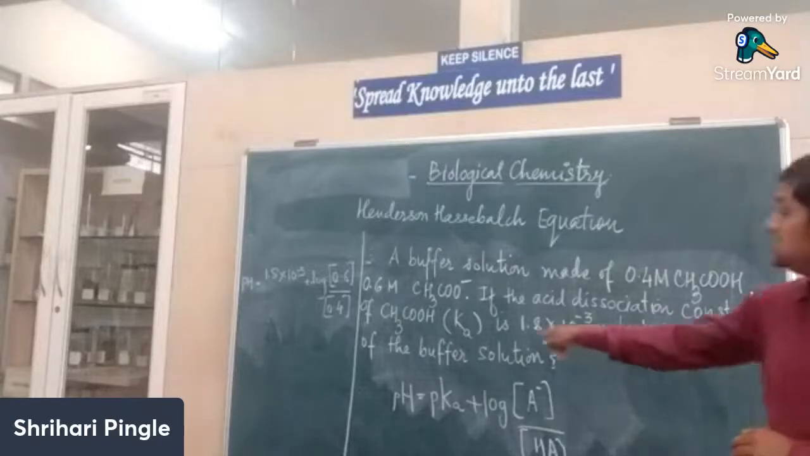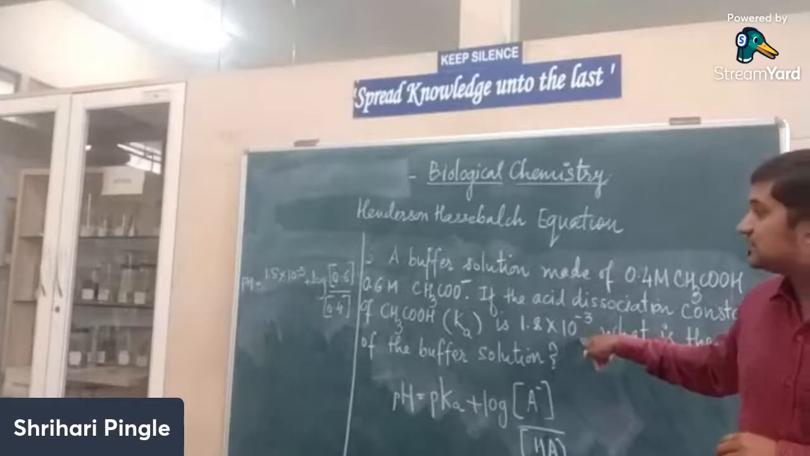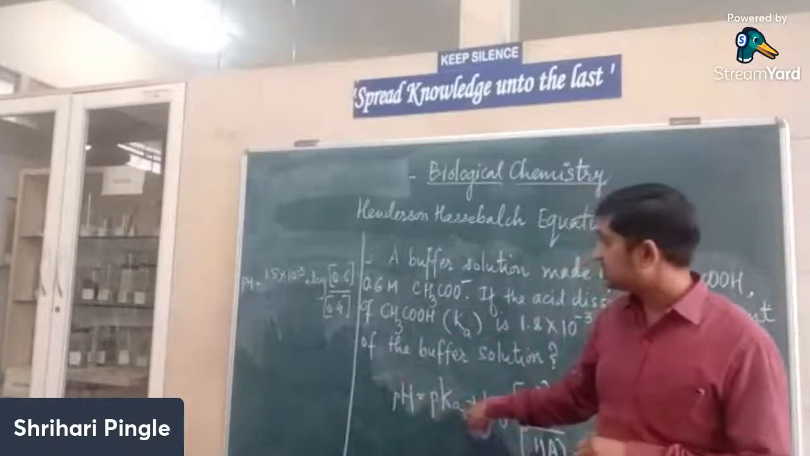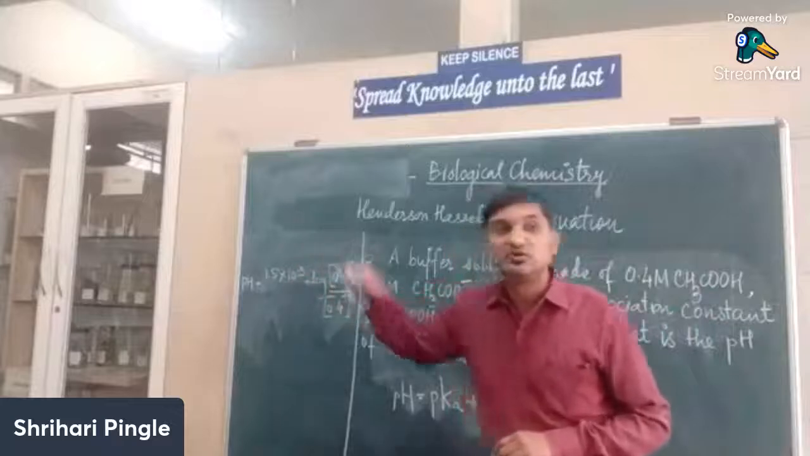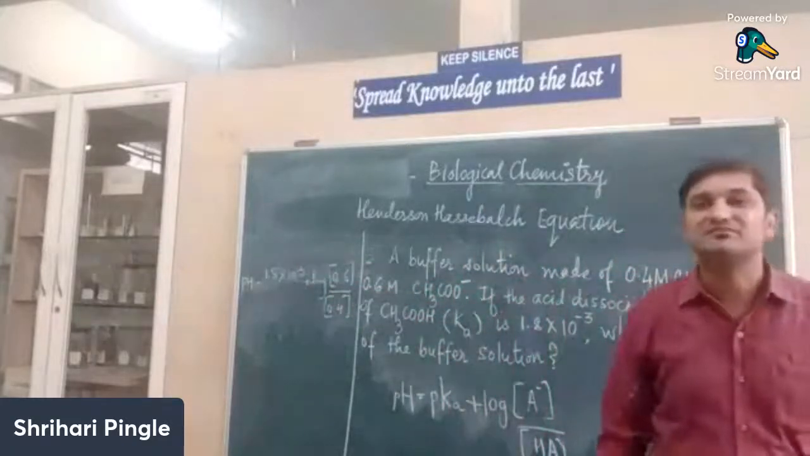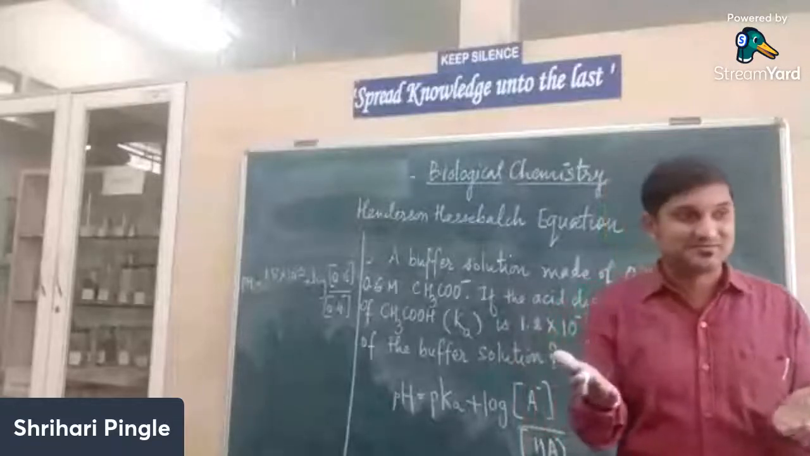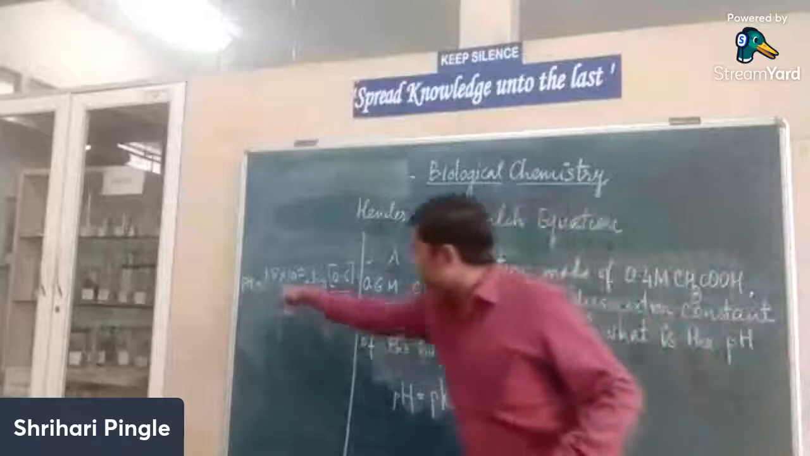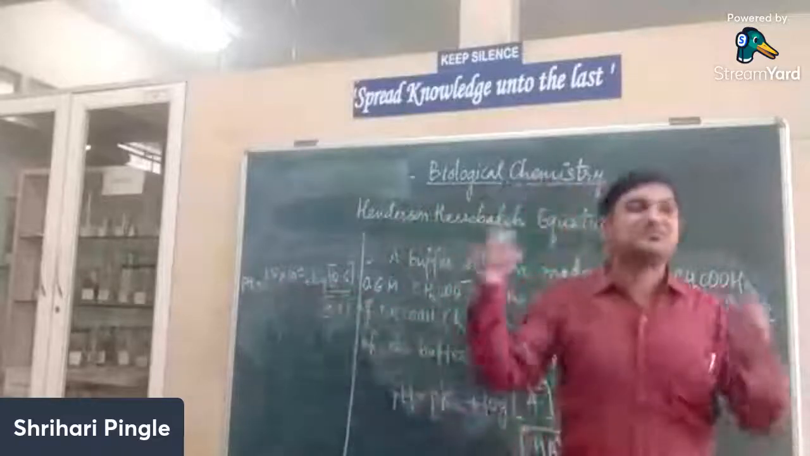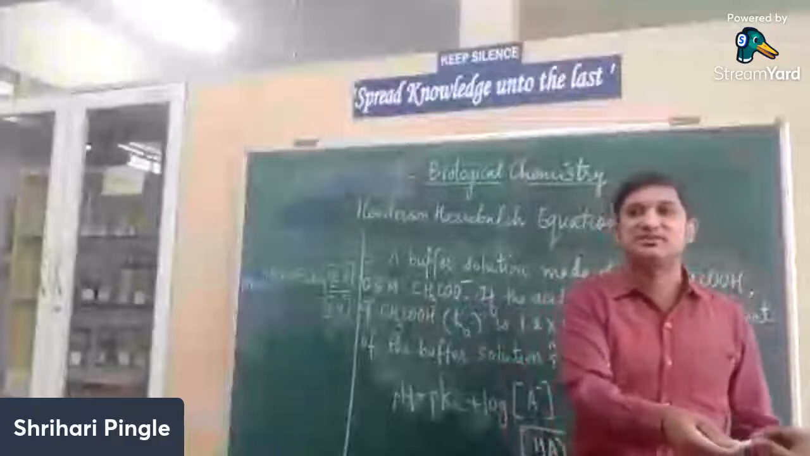ये वैल्यू किसकी है? 1.8 into 10 to the power minus 3 के वैल्यू है, राइट. आणि ती कुठे लिहिली तुम्ही? पी के च्या ठिकाणी लिहिलेली आहे. आणि पी मीन्स व्हॉट? Negative log. So you will write negative log of 1.8 into 10 to the power minus 3. Please correct it.